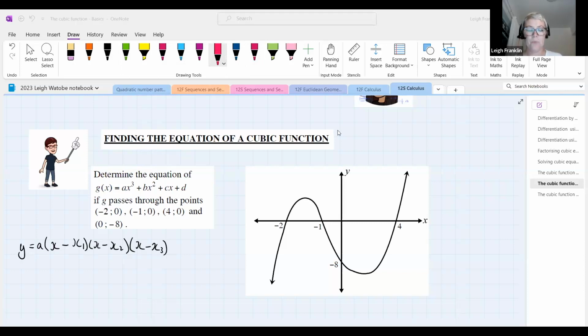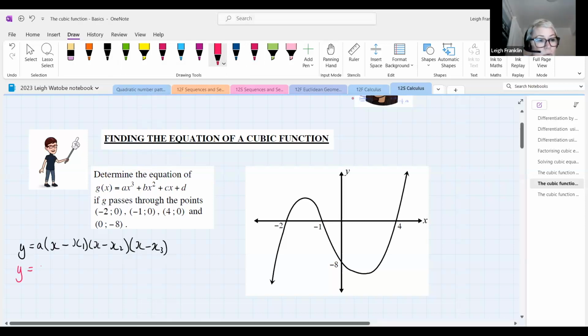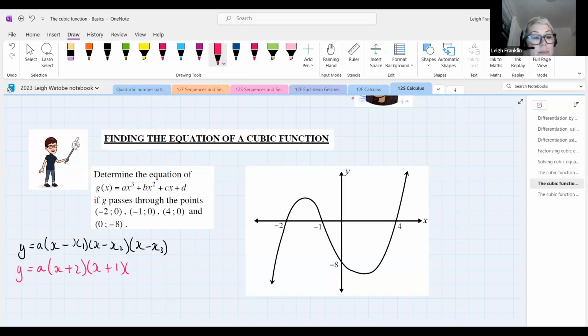Yes? Okay. So sub in your x-intercepts first. So we don't know what a is equal to, so we leave it on the outside. So we're going to sub in our first x-intercept. So minus -2 would give us x plus 2. Minus -1 would give us x plus 1. And sub in the last x-intercept, which would be x minus 4.